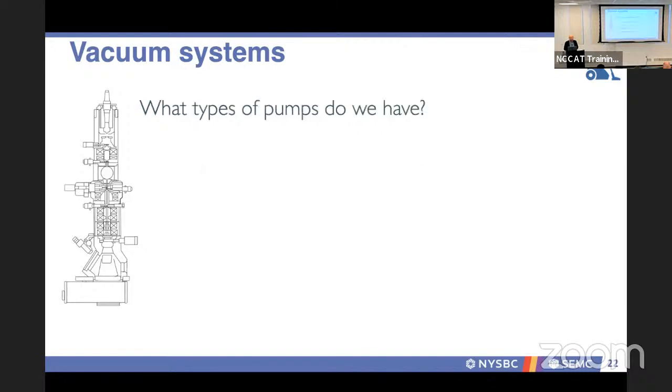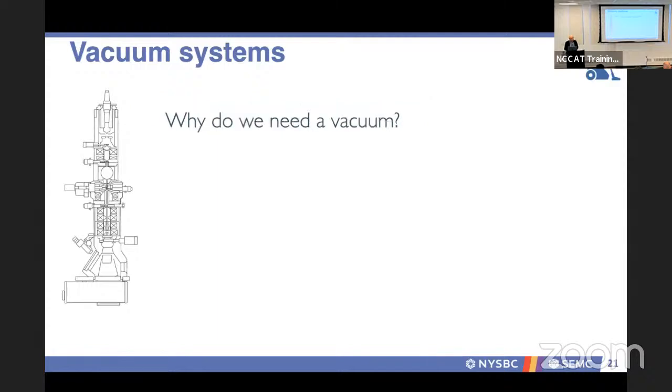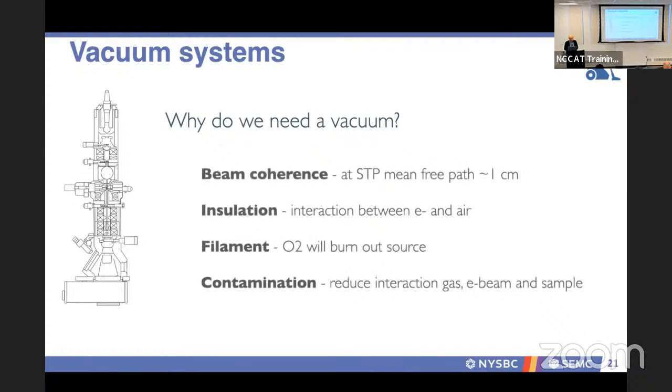Imagine you're sending an electron through air. It probably won't go much further than a centimeter. So that's why we need a vacuum, because all that energy is being absorbed by that material. In addition, your source will burn out. Imagine you have a light bulb and you remove the vacuum, it'll just burn straight out.